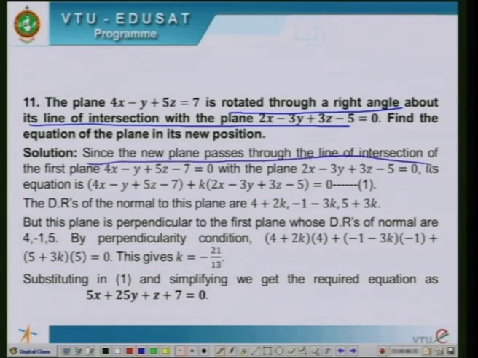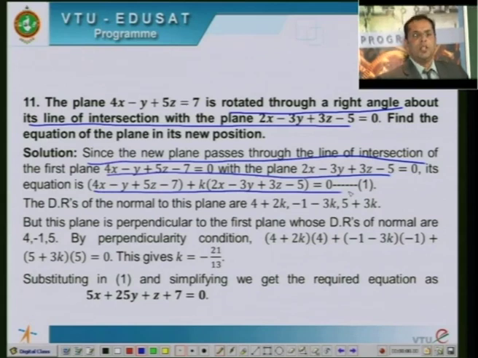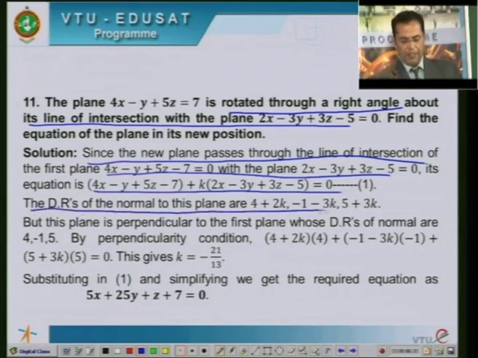Since the new plane passes through the line of intersection of the first plane with the plane 2x minus 3y plus 3z minus 5 equal to 0, its equation is immediately given by first plane plus k times the second: 4x minus y plus 5z minus 7 plus k times 2x minus 3y plus 3z minus 5 equal to 0. Observe that again, like in the previous example, the direction ratios of the normal to this plane should be the coefficients of x, y and z in equation 1. Rearranging, the coefficient of x comes to 4 plus 2k, the coefficient of y comes to minus 1 on the first side and minus 3k on this side, so totally minus 1 minus 3k, and the coefficient of z is 5 plus 3k.